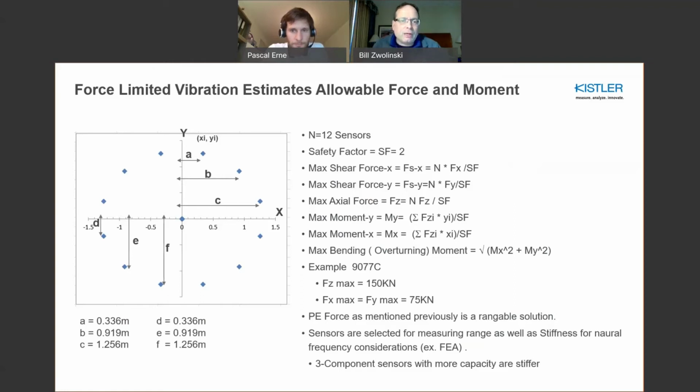For sure, PE sensors give you the ability to range. Using the largest sensors is often done because they're also the stiffest sensors and give you the best frequency response as well.